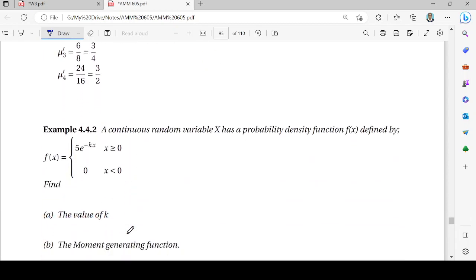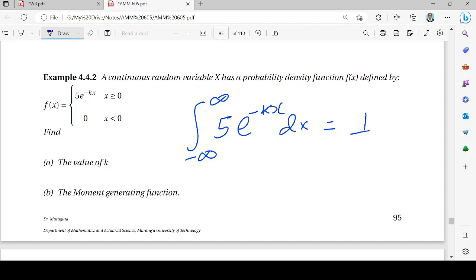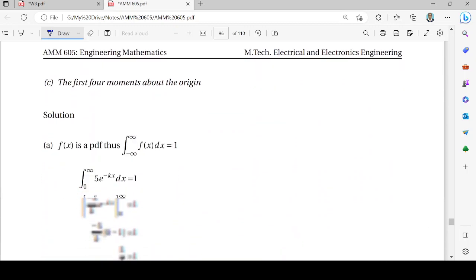We have a second example, which can be done the same way, but here we need first to find the value of k. To find the value of k, you just need to integrate this function from negative infinity to infinity, e raised to power negative kx, and equate the result to 1. Because this being a probability density function, the total area under the curve would be 1.